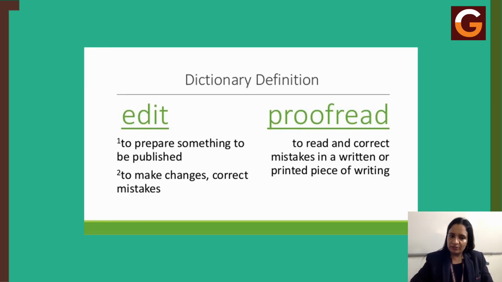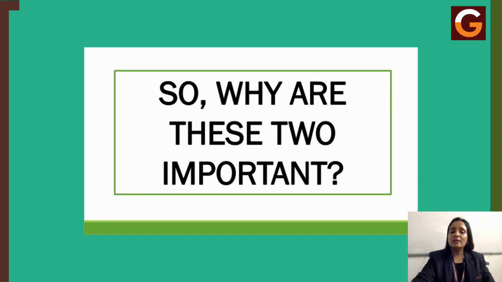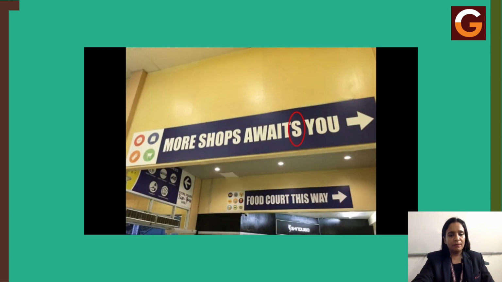Now, there is much difference between edit and proofread. Edit is to prepare something to be published or to make changes or correct mistakes. But proofread is to read and correct the mistakes in a written or printed piece of writing. So why are these two important? That is our next topic of discussion. Because if a matter is not properly edited or proofread, it conveys a very wrong impression to the sender.